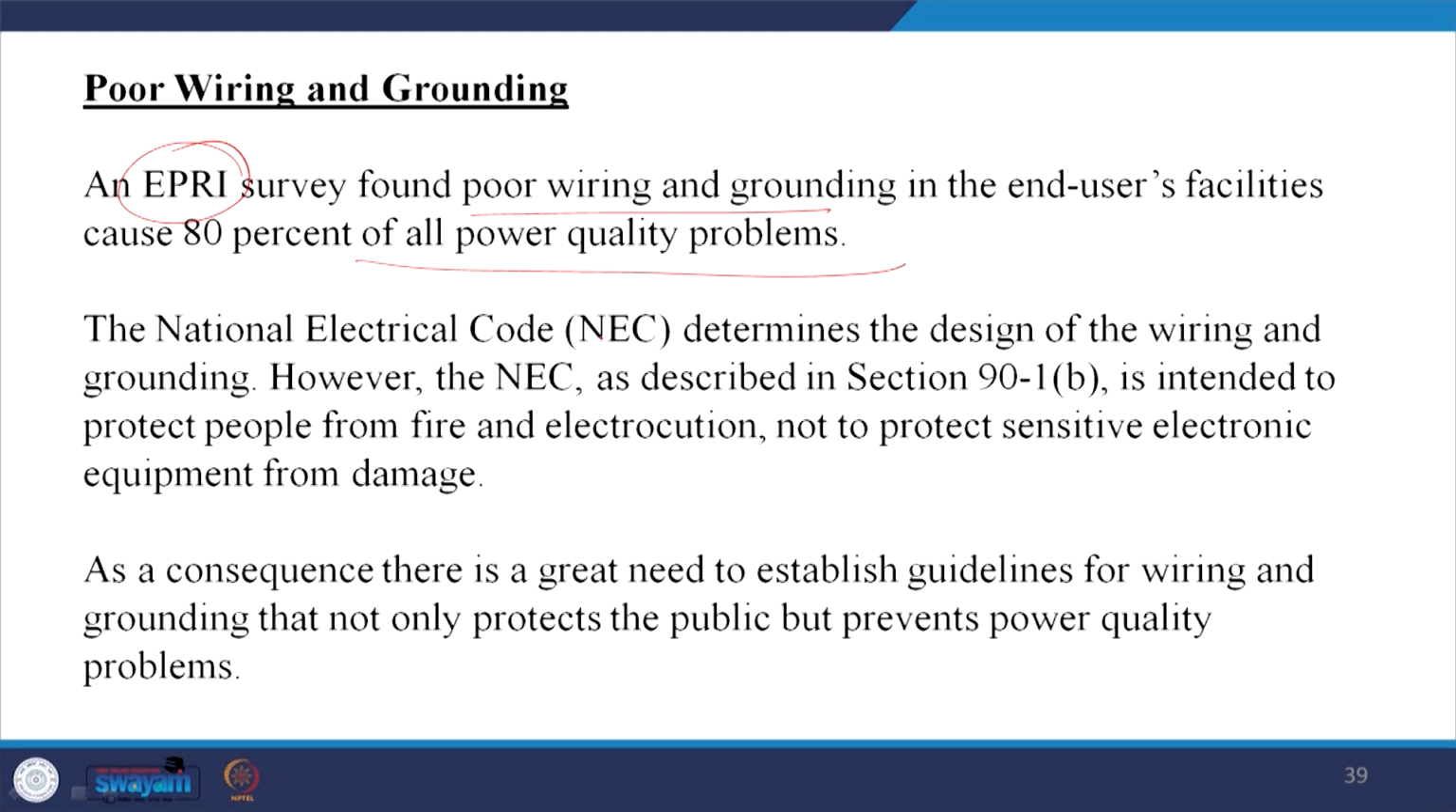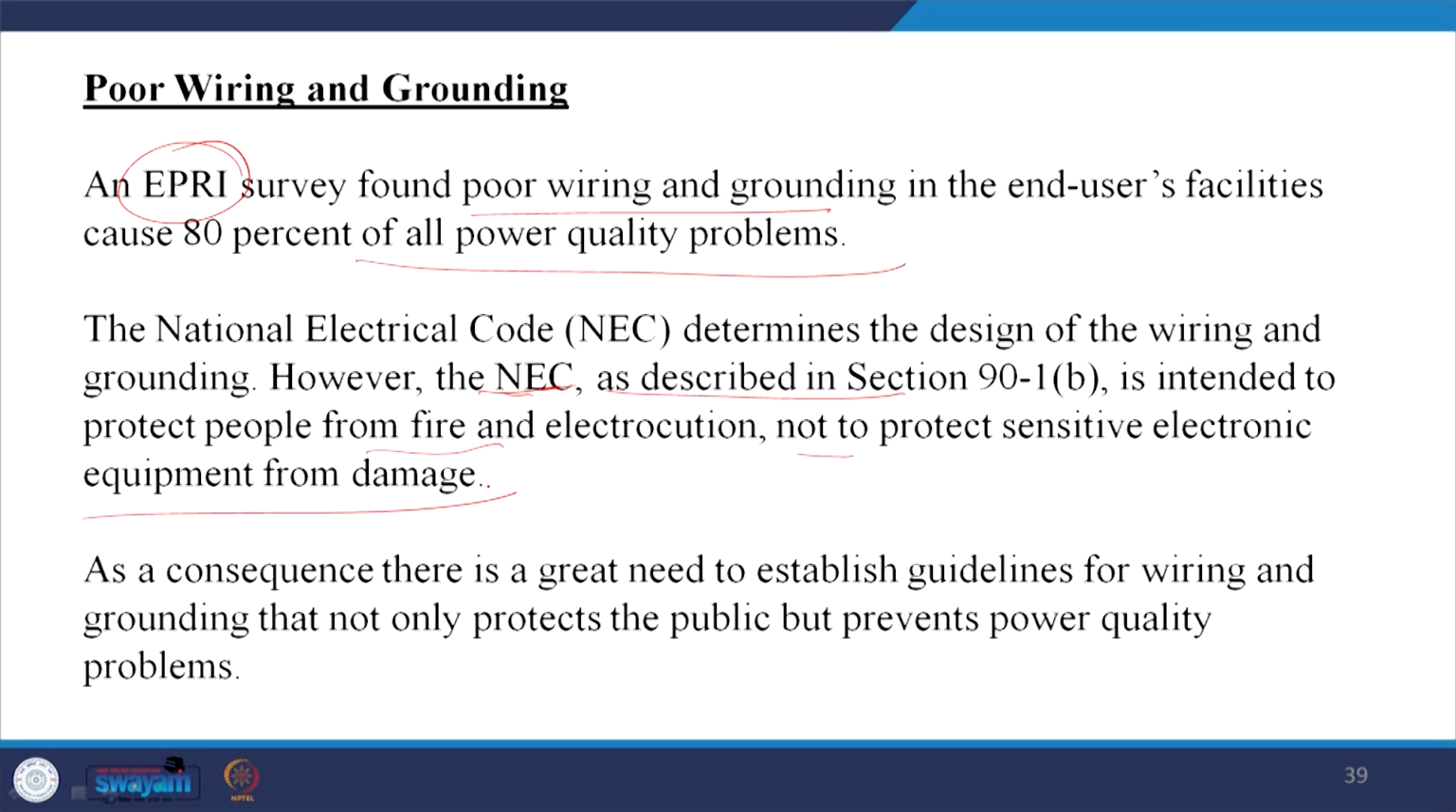The National Electrical Code, NEC, determines the design of the wiring and grounding. However, we have taken a special class, we have also covered the standard, where we have discussed in detail, but let us look at it here also. It is a continuation of the discussion. However, the NEC, as described in section 91B, is intended to protect people from fire and electrocution, and not to protect sensitive electronic equipment from damage.